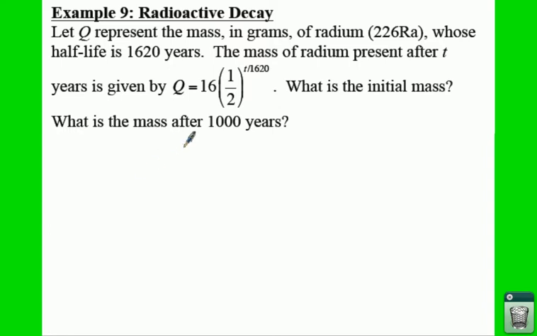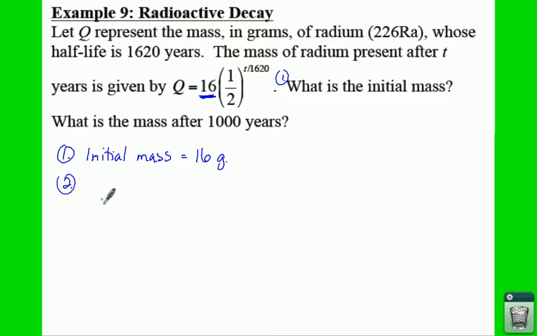So the first thing we need to figure out is what is our initial mass. Well, this value here in the beginning is always your initial amount. So for your initial mass, that is going to end up in part b, 16. Well, 16 what? It's going to end up in part b, 16 grams.